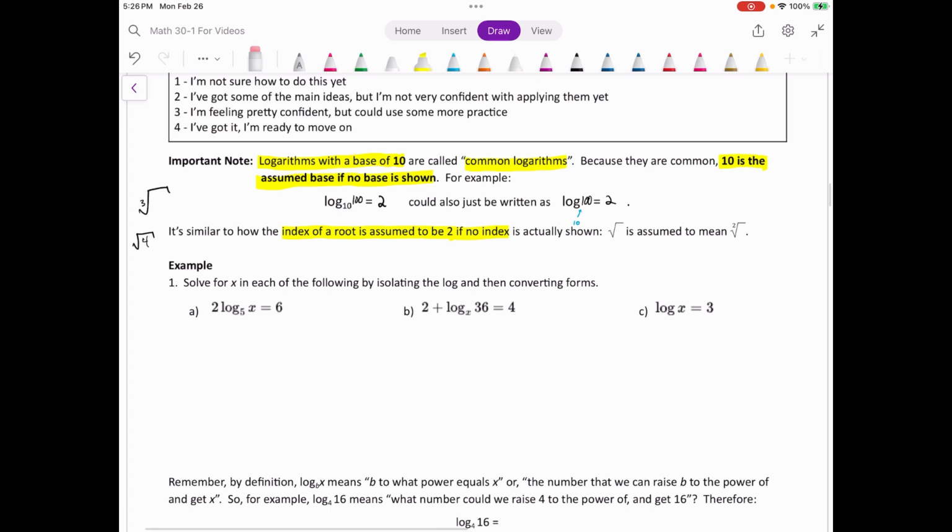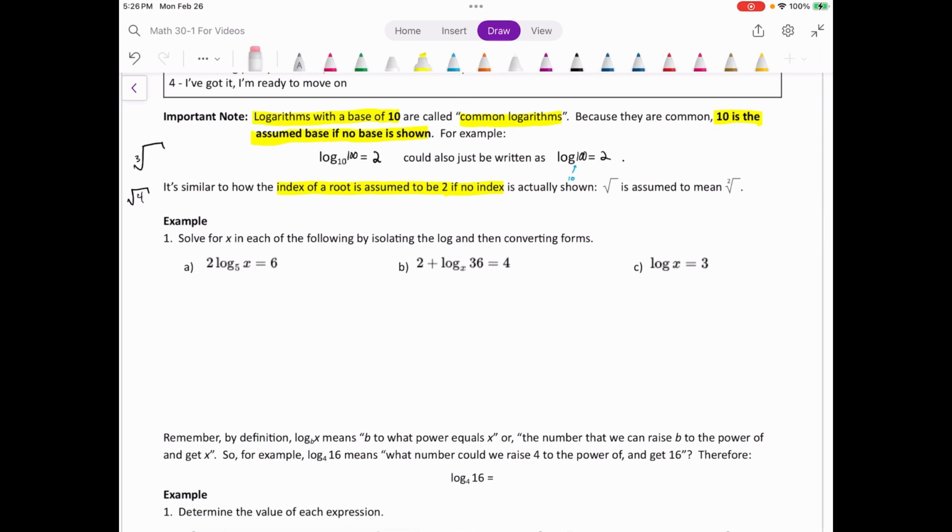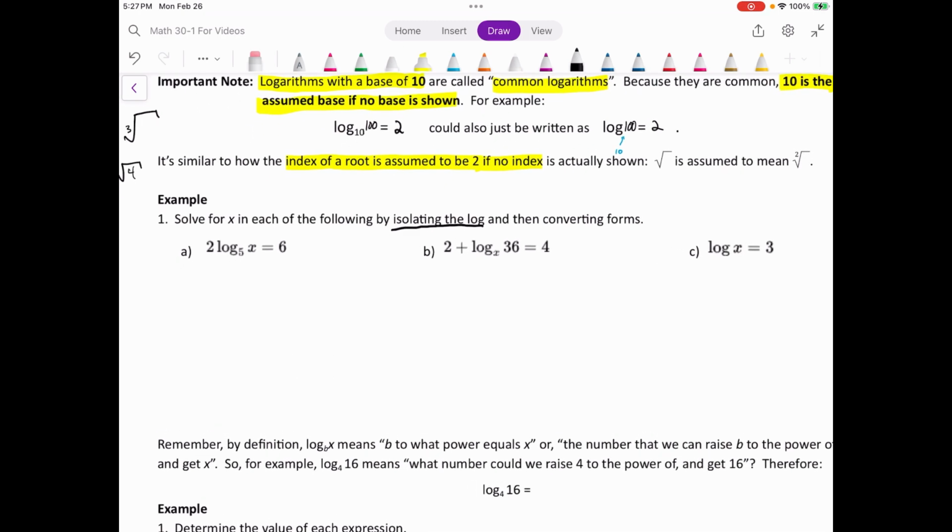All right, so now it wants us to solve for x in each of the following by isolating the log. That's often a good idea with these, not always, but often it can be pretty handy to first isolate the log, because once you've isolated the log, you can say that sentence that I was talking about, right? You can say this to the power of this equals this without leaving anything out. So we're going to isolate the log and then convert forms. So see what I mean? We couldn't say the sentence here. 5 to the power of 6 equals x, but what about the 2? We're just ignoring that.